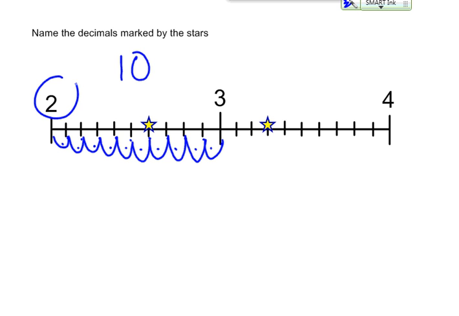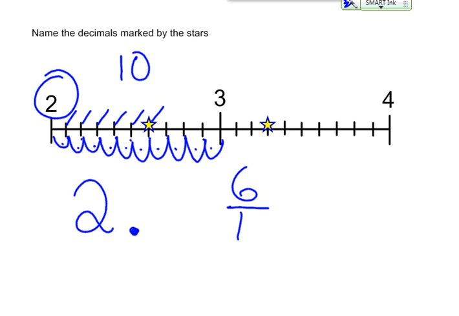With that in mind, we can use the same principle. I know I'm starting at 2. I want to go to the star, so I have 2 point. And what part am I going? I have 1, 2, 3, 4, 5, 6. So that's 6 out of the 10 parts, or 6 tenths. This is our tenths place value, so we have 2.6 for our first star.